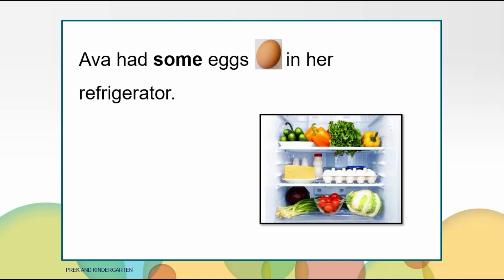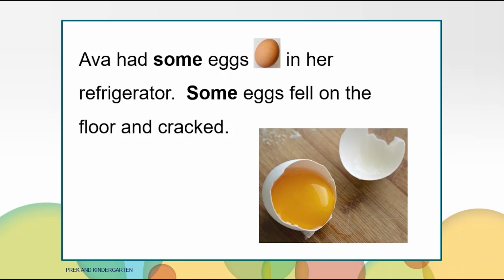Ava had some eggs in her refrigerator. What do we know so far? That Ava had some eggs in her refrigerator. Continue to picture the story in your mind. Ava had some eggs in her refrigerator. Some eggs fell on the floor and cracked. What new information did we find out? That some eggs fell on the floor and cracked. It doesn't tell us how much, it just said some eggs.